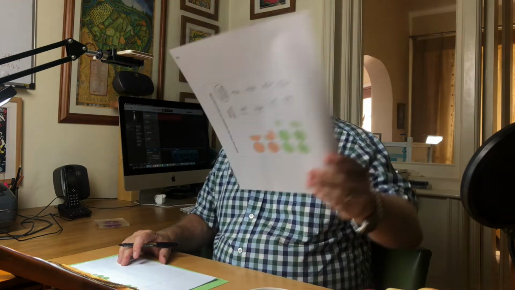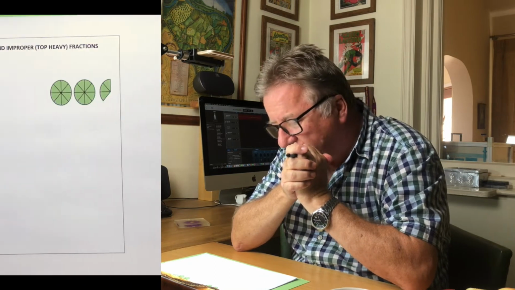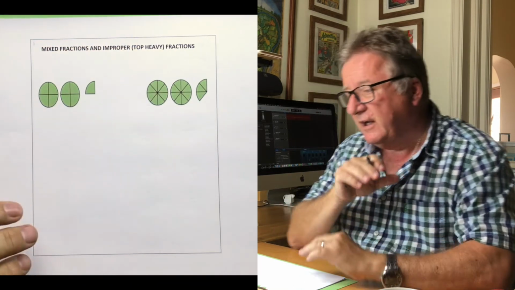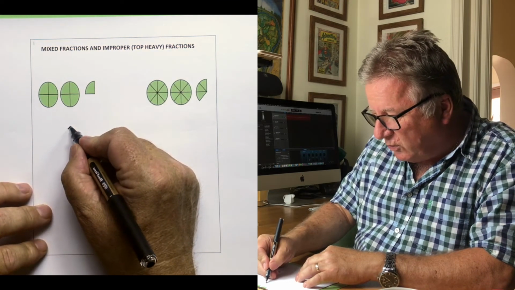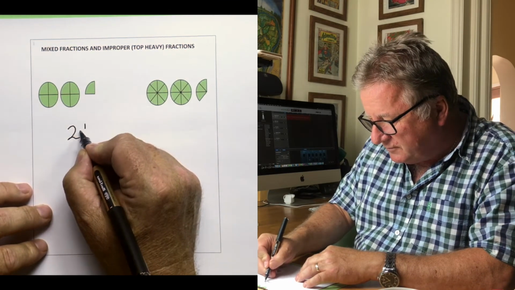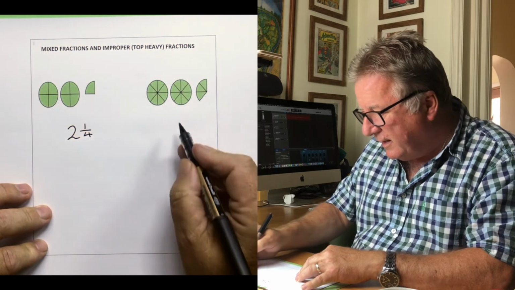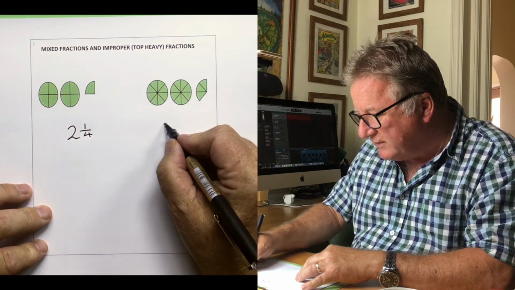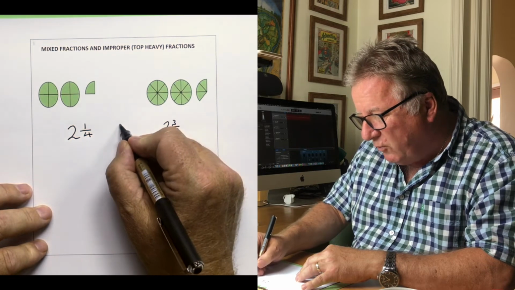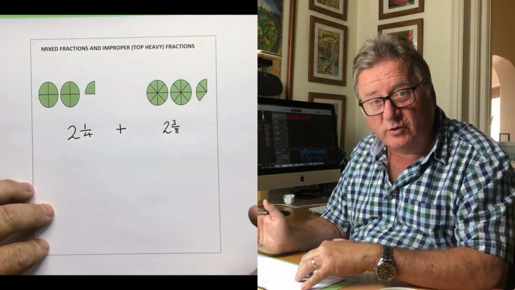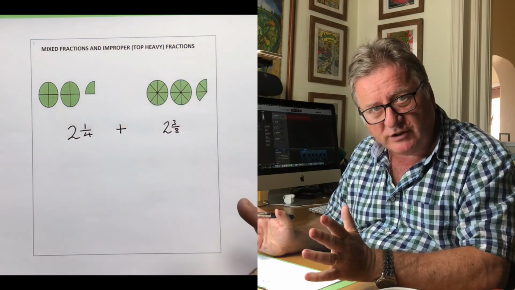Because now I want to show you how to add and subtract with mixed fractions. As the first example, I've left a visual in for you. You can see that is 2 1/4, and that is 2 whole ones and 3 eighths. Supposing we were asked to add those two together, there are two approaches.